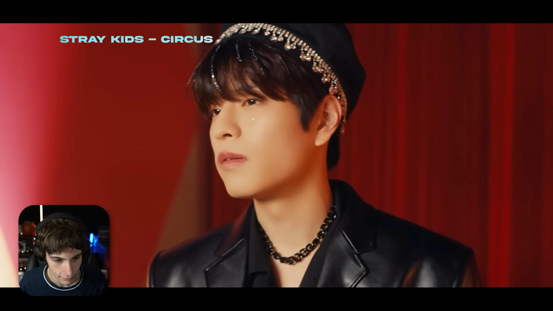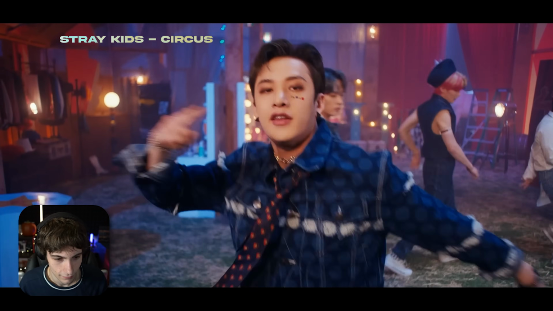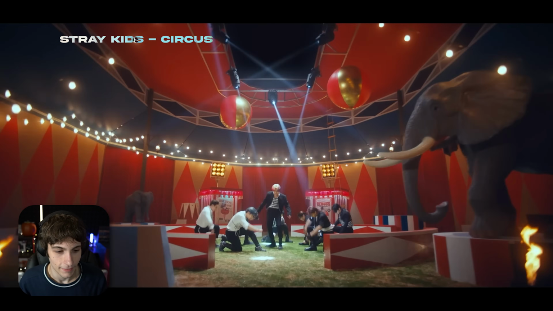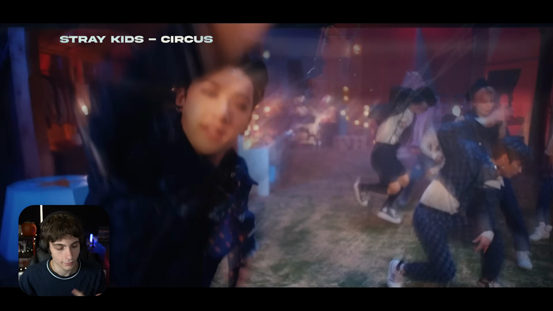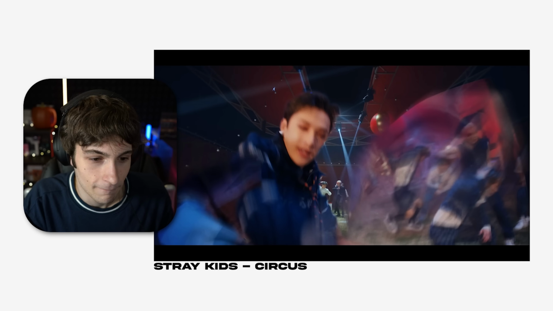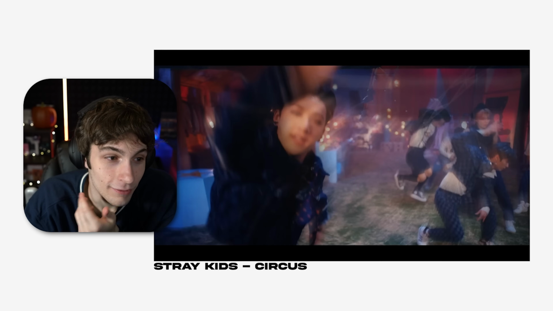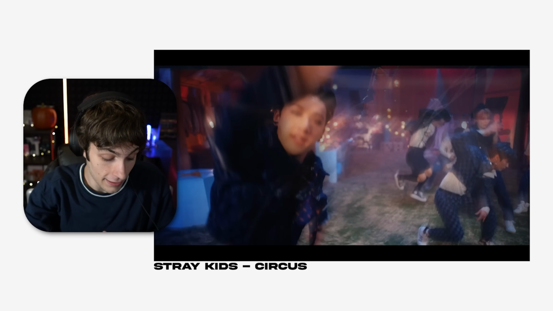So good. And the choreography goes so well with it, round and round. What was that? That is so creative. So he goes out of the frame, hits the thing out, and it follows him.